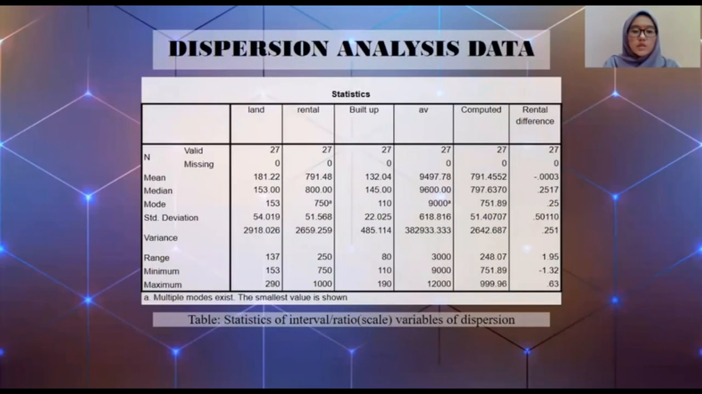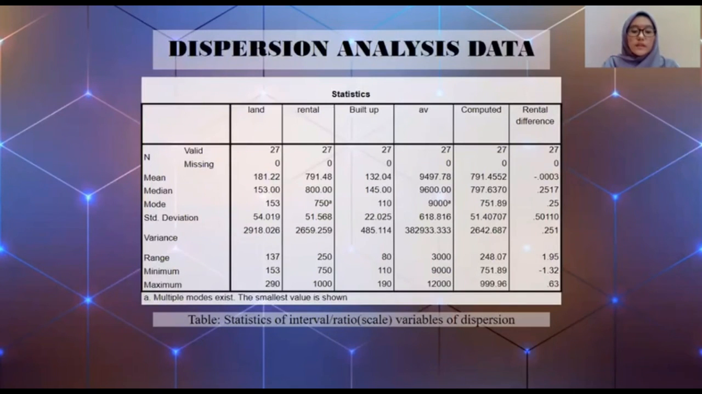Then this table shows the statistics of interval or ratio variables of dispersion. Dispersion can also be determined by standard deviation. If the data are widely dispersed, the central location is said to be less representative of the data as a whole. Based on the table, the value of data spread for land from the mean is 54.019. The value of spread of rental from the mean is 51.568. The value of data spread of build up from the mean is 22.025.